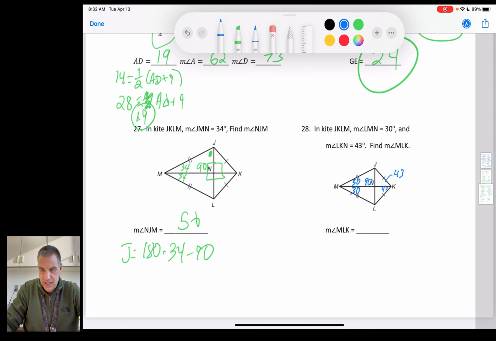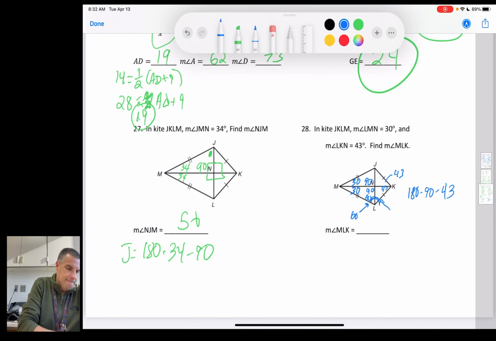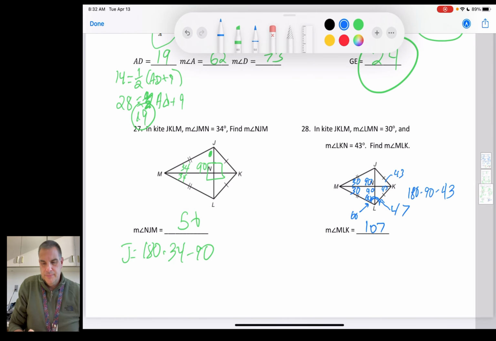We have to find MLK, so we have to find this whole thing. Okay, so we know that we've got 30, 90, so that makes that part 60. 30 plus 90 plus 60 is 180. So we know that little part right there is 60. We got to find that one. So that's going to be 180 minus 90 minus 43, which is 47. And we can add those two things together, which is 107. And there's your answer.